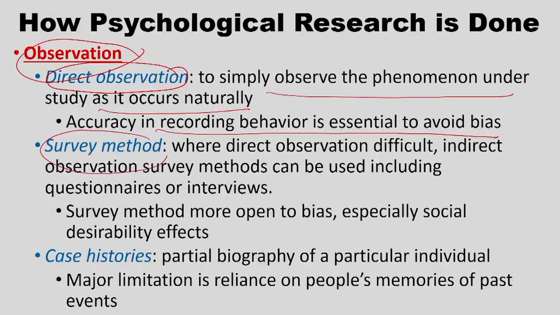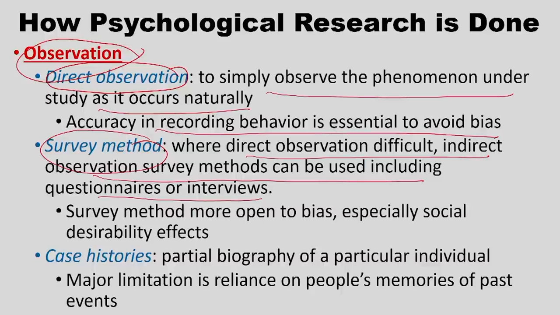Another interesting way of doing psychological research is called the survey method, where direct observation is difficult, and indirect observation through surveys can be used, including questionnaires and interviews. For example, if I want to know whether certain people are happy with a certain product, what I can do is give them a survey, a questionnaire, asking whether they are happy with this product. The questionnaire will have certain questions about the product. The people will tick whether they like it or not on a 5-point scale, 1 being the least and 5 being the most, and they will send the form back to you.